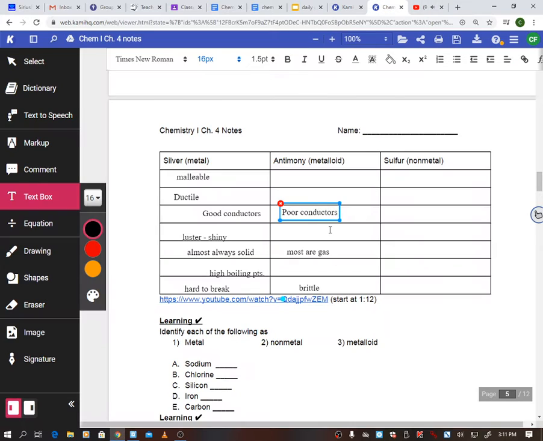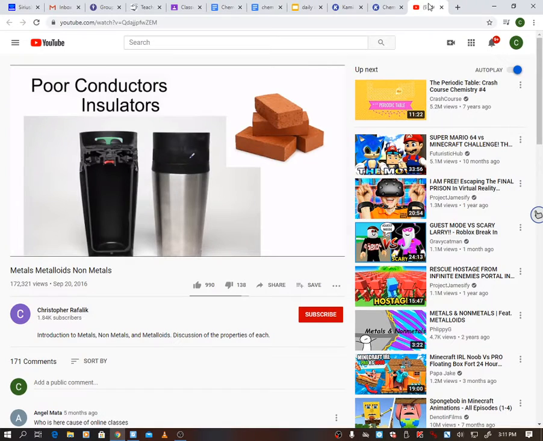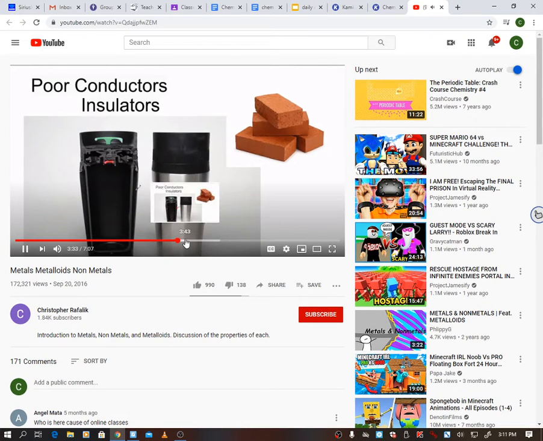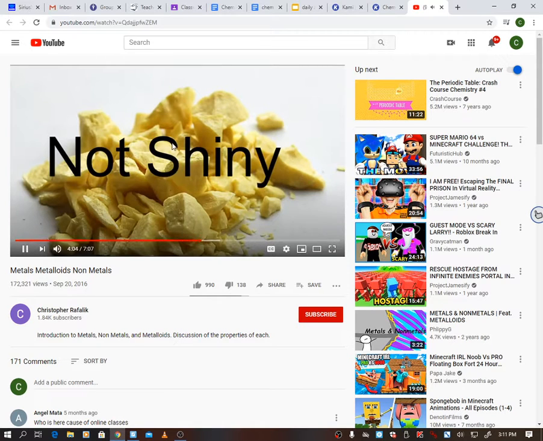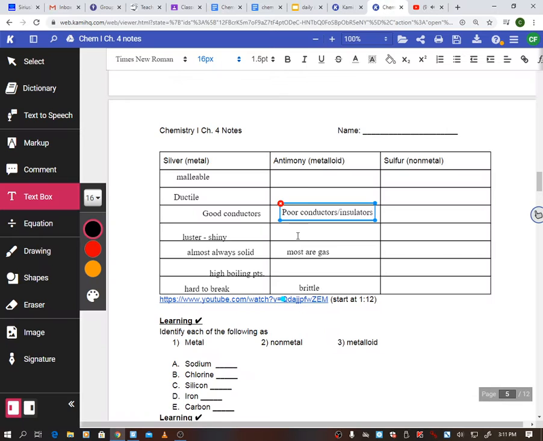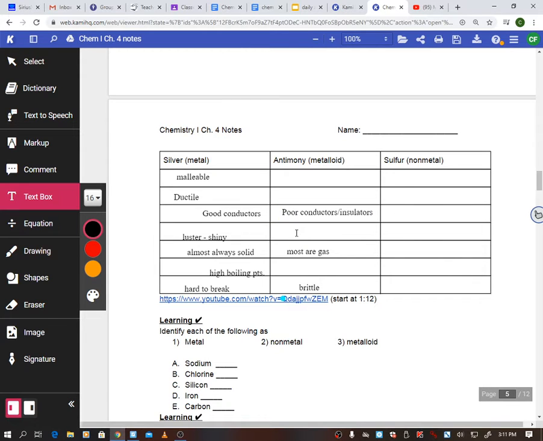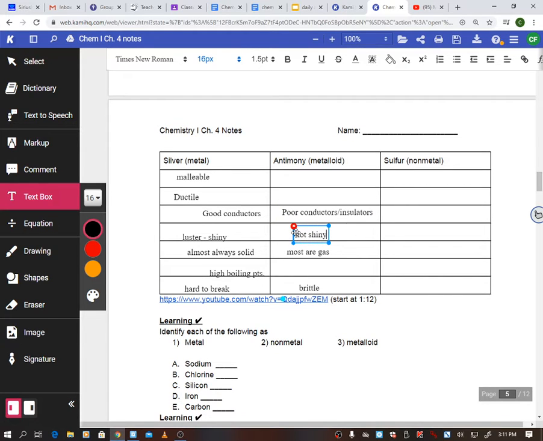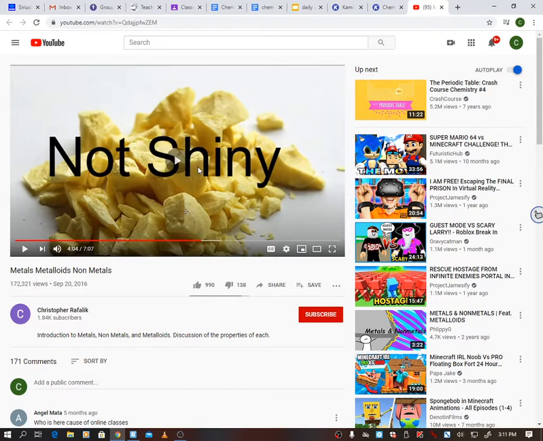So we said most of them are gas. Well, look, we use these kind of cups to help keep our coffee or hot drinks hot. Air is a good insulator. It lets heat through pretty slowly. There's some sulfur here. Okay, so not shiny. It's pretty dull. The ones that are solid, carbon and sulfur, they're not very shiny at all.